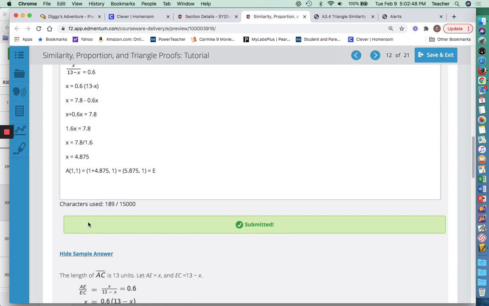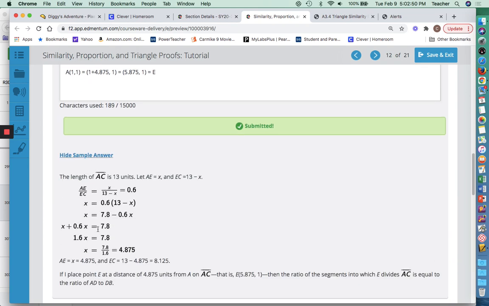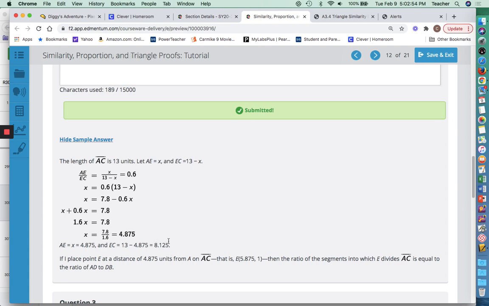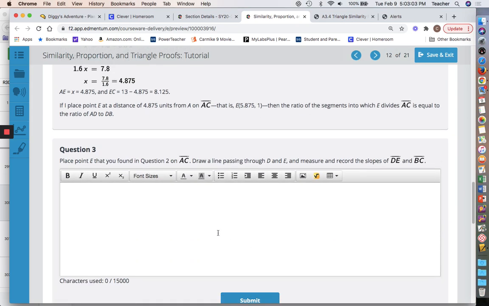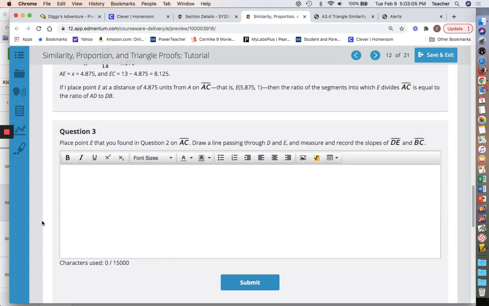Woo, that's a tough one. Huh, look at that. Did it exactly right. I love it. 8.125, same thing I got. And they got 5.875 and the 1, same thing I got. Right on. Boy, that made me think, y'all. That one made me think. I don't like that. All right, place point E that you found in question 2. Okay, I've already done that.